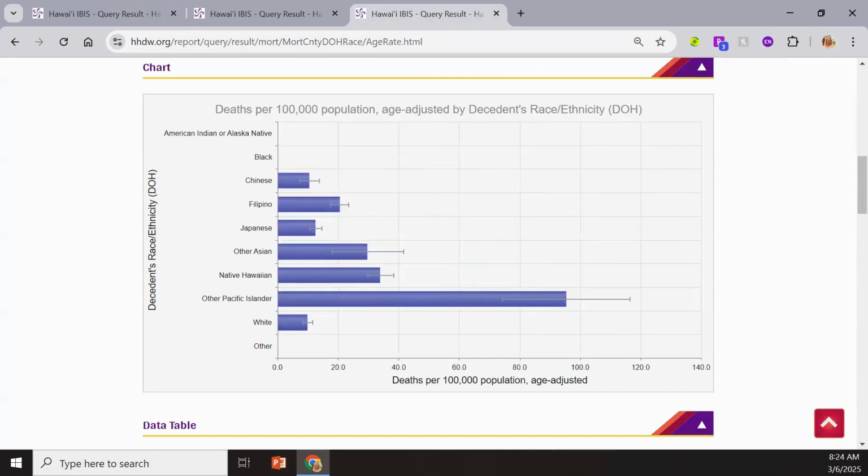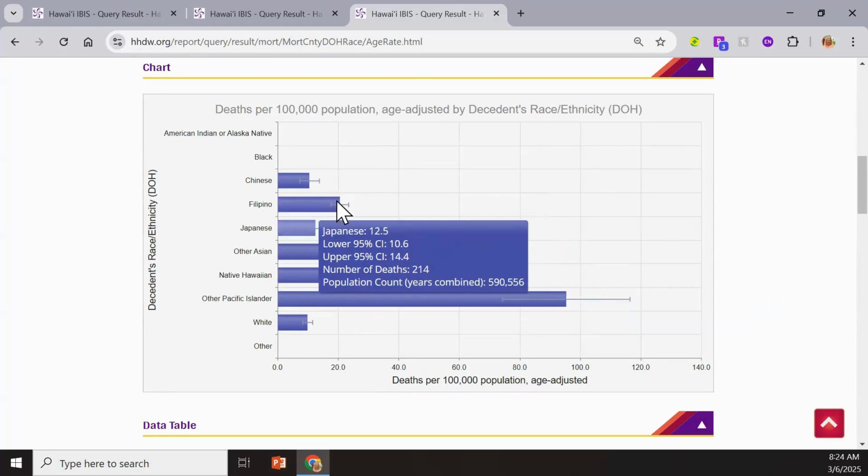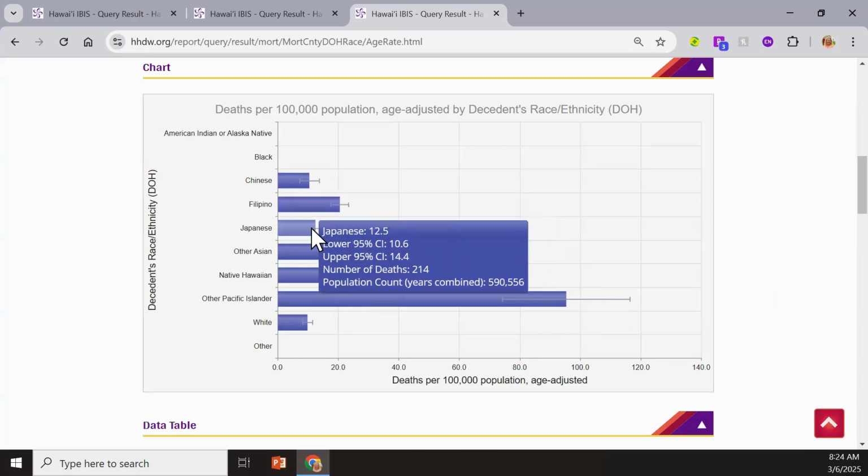And this is an example of why it's good to check out age-adjusted rates. And here you can also see, for example, the confidence interval. So you can compare the rate in Filipinos is going to be significantly higher than the rate in Japanese.